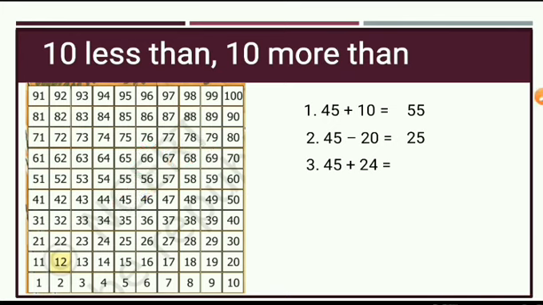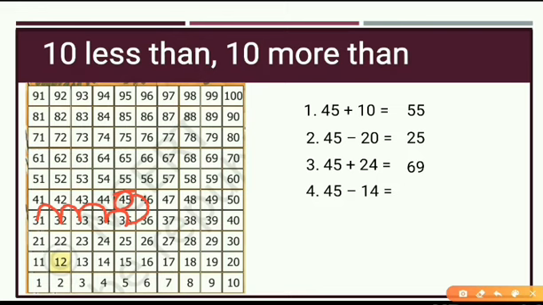So when you subtracted 10 from 45, you reached 35, then you will subtract 4 more. So we are going back 4 places. So 1, 2, 3, 4. So finally, where did you reach? You reached at 31.